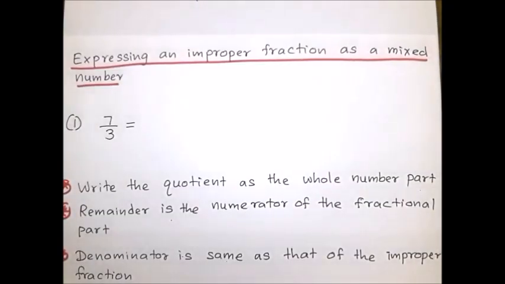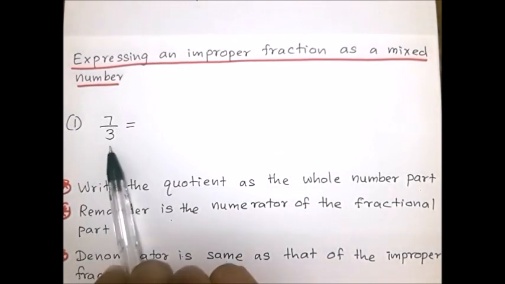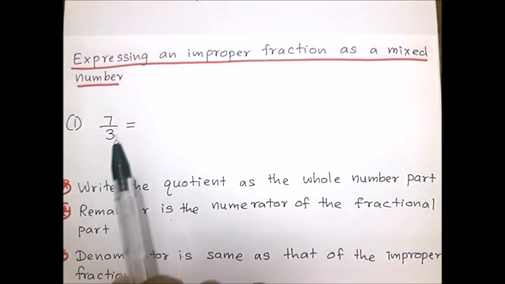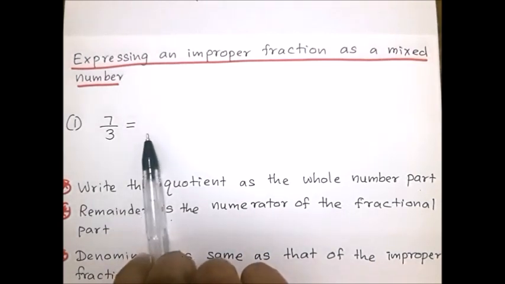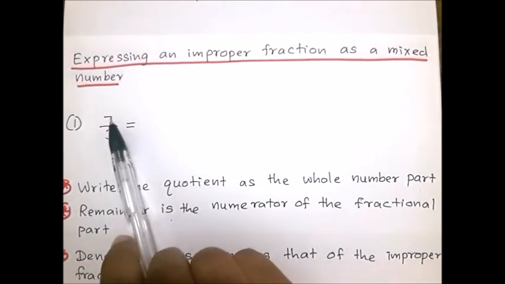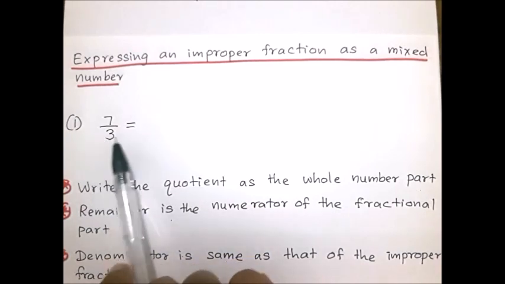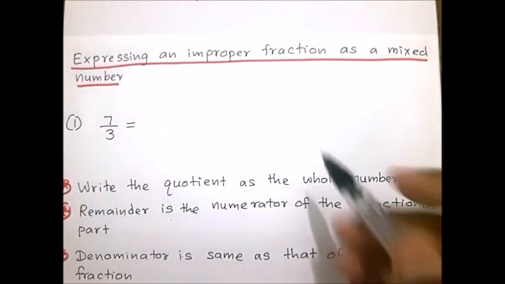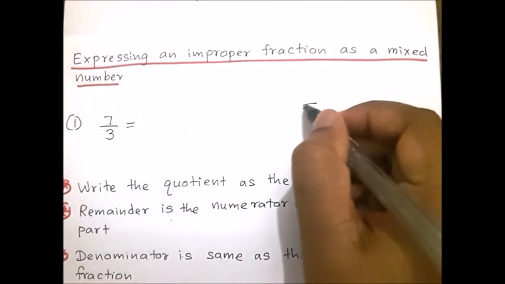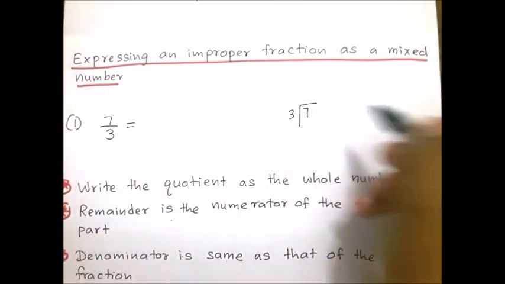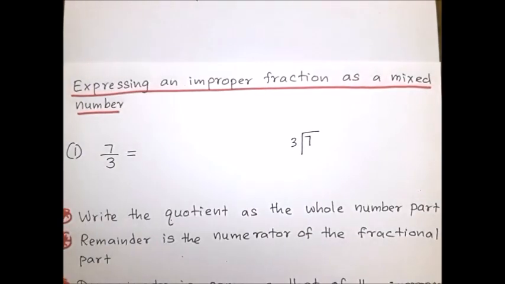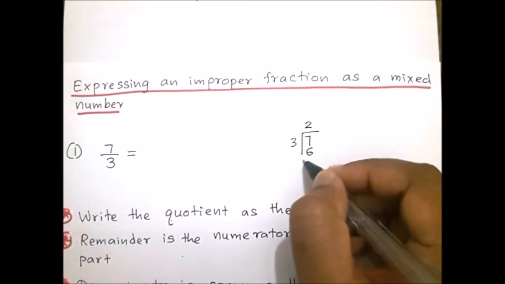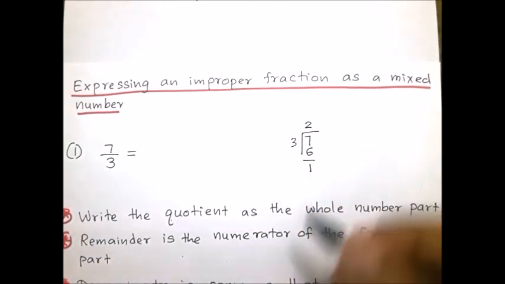Now I am going to convert improper fractions into a mixed number. This is an improper fraction. You have to write this as a mixed number. We can read this as 7 over 3 or 7 divided by 3. This is 7 divided by 3. So I am going to divide 7 by 3. 3 times 2 equals 6 and remainder is 1.